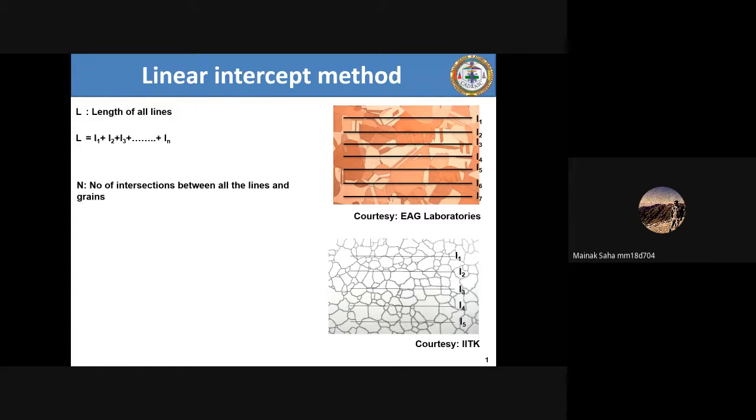Now once you draw all the lines, what you have to find is capital N. What is N? It is nothing but the number of intersections between all the lines and the grains. I will explain this to you. Suppose you consider line 1.